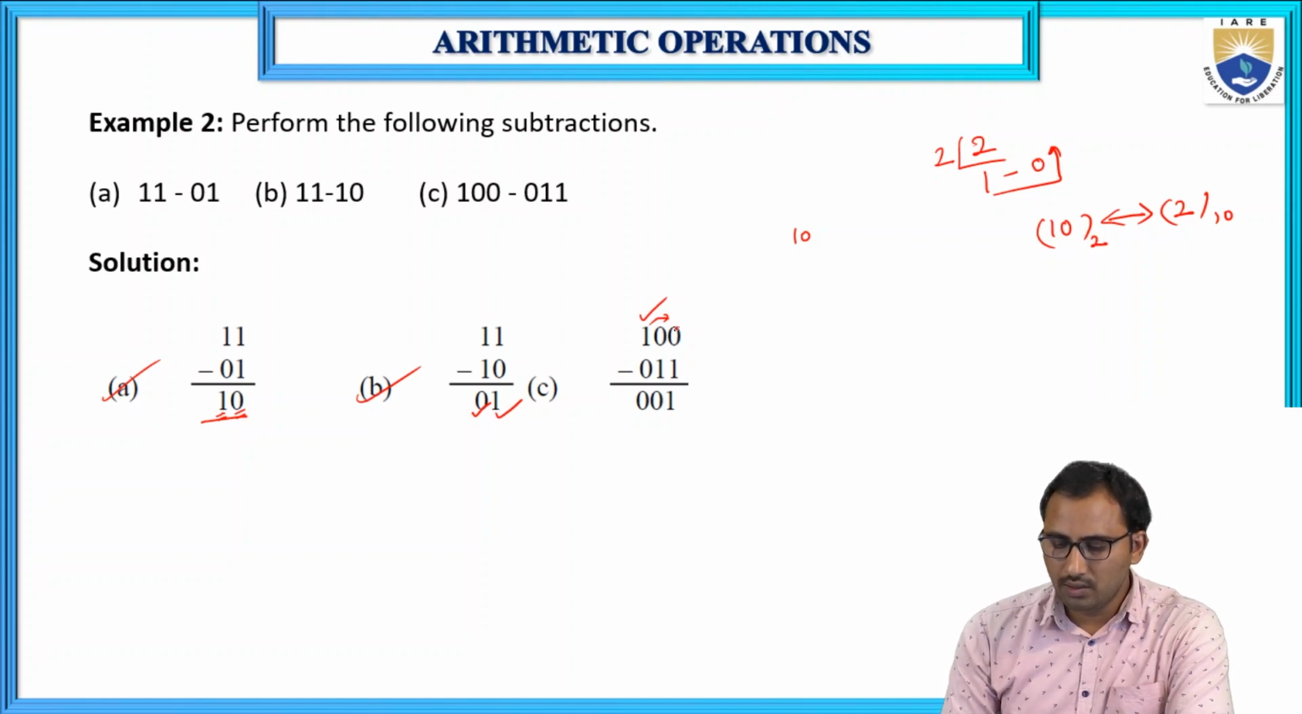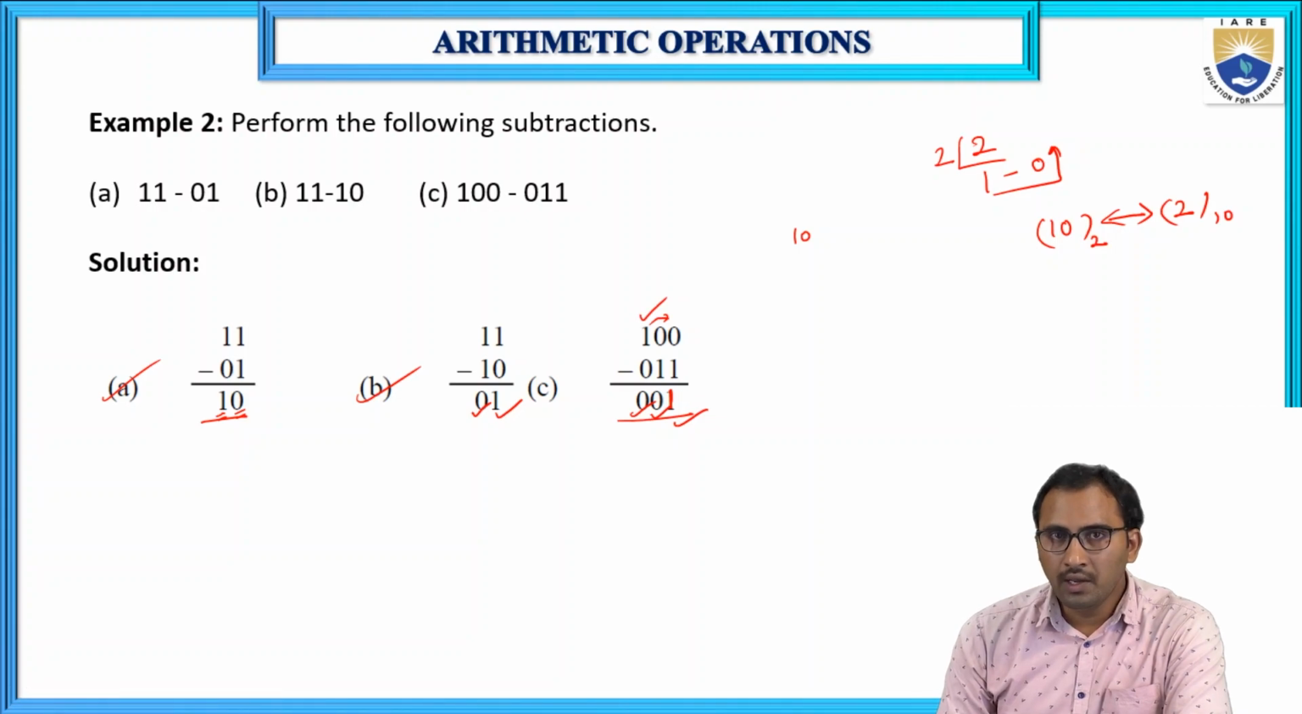That's why, when we take the borrow from this, you will get 10. So 10 means 2, and 2 minus 1, you will get 1. Here 1 is there, so 1 minus 1, 0. Next, this 1 is already taken as a borrow, so here 0 will be there. So 0 minus 0, 0. Finally you will get the result as 001. In this way we can perform the binary subtraction.